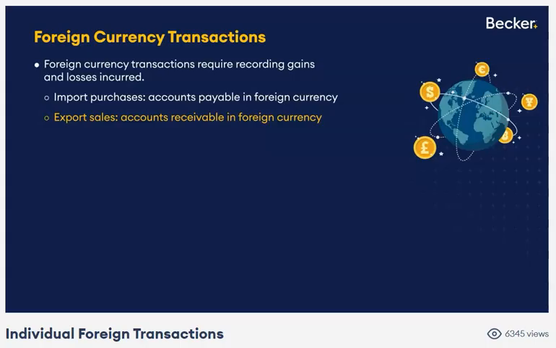On the flip side, sometimes we sell to a foreign company. Therefore, we have an account receivable. When you have an export sale, you might have an account receivable denominated in a foreign currency. Now, if that foreign currency goes up in value, that would be good news. That would be a gain because that would make your receivable go up in value. So that's kind of the context of what we'll be talking about.